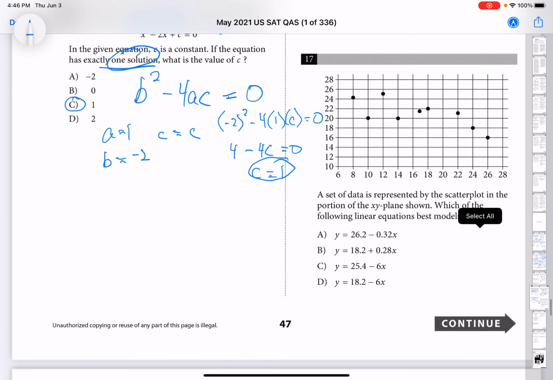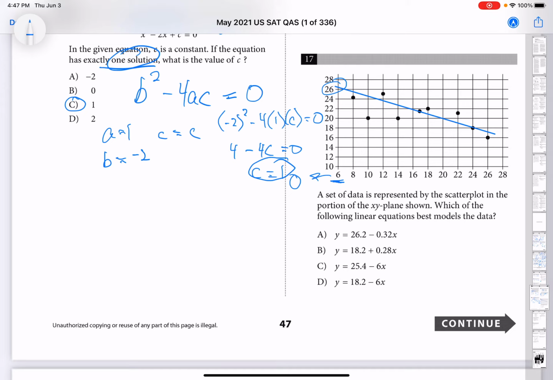Okay, number 17 now. It says the set of data is represented in the scatter plot in the portion of the xy plane shown. Which of the following linear equations best models this data? Well, one way you can look at this question is to draw an imaginary line first and see how that fits. By drawing that line on the data, it already looks like the y-intercept is around 26 or something. Actually it should be even higher if you think about it. This number here is 6 already, so if we went all the way back to 0, it should even be higher than that.